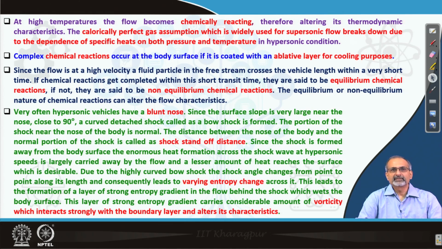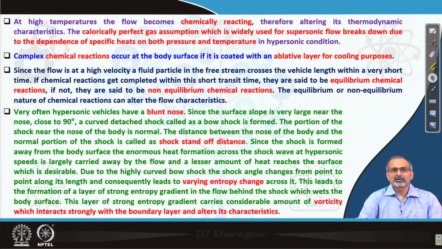If chemical reactions get completed within this short transit time, they are said to be equilibrium chemical reactions. However, if not, they are said to be non-equilibrium chemical reactions. The equilibrium or non-equilibrium nature of chemical reactions can alter the flow characteristics quite significantly. So, we are talking about time scales here, typical time scales associated with the chemical reactions as well as the flow time.